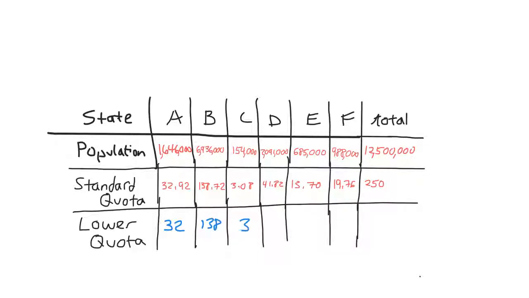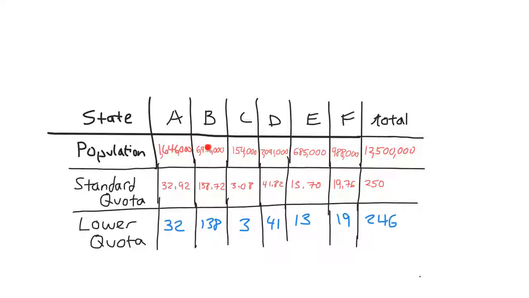And this one's going to be 3. And this one's going to be 41. This one is going to be 13. This one's going to be 19. And then when you add all that up, what you end up getting is 246. 246. Now, what happened here?